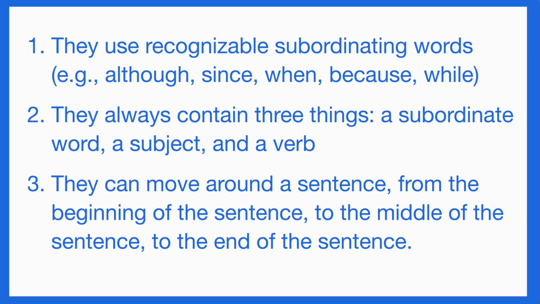Adverbial clauses are pretty easy to recognize for a number of reasons. Number one, they use recognizable subordinating words like although, since, when, because, while. They also contain three things: a subordinate word, a subject, and a verb. The other one is that adverbial dependent clauses can move around a sentence from the beginning of the sentence to the middle of the sentence to the end of the sentence. And where we put that dependent clause will affect how the sentence is read, but we'll get there.